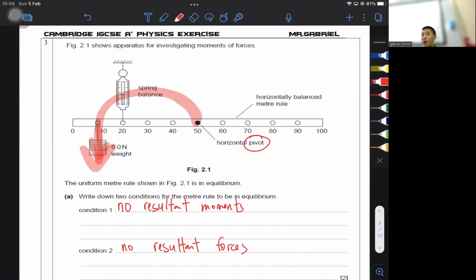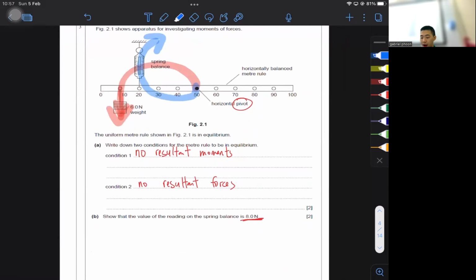So from here, I know for a fact that this thing here will generate an anti-clockwise moment. Then this anti-clockwise moment must be balanced off by something else, right? Which in this case will be a clockwise moment generated here, with reference to the pivot, right? So this question says show that the value is 8 newtons. So what's the word equation for moments in equilibrium?